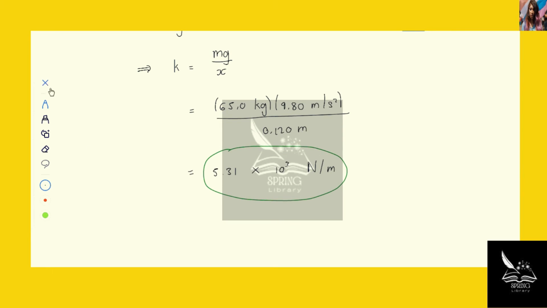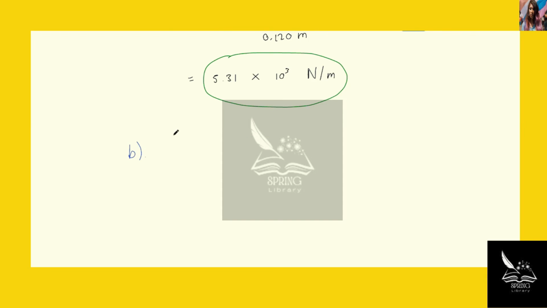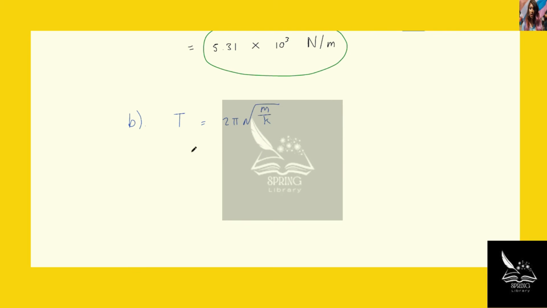Now, secondly, we are told that the fish is pulled down by 5 centimeters and it begins to oscillate with simple harmonic motion. So we are asked firstly to calculate the period of oscillation. Now the period of oscillation T, we know, is 2 pi times the square root of m over k, where m is the mass of the fish. So we can substitute our values and immediately calculate this period.